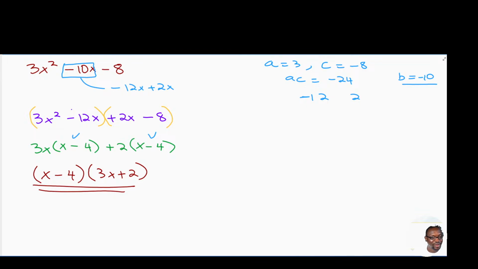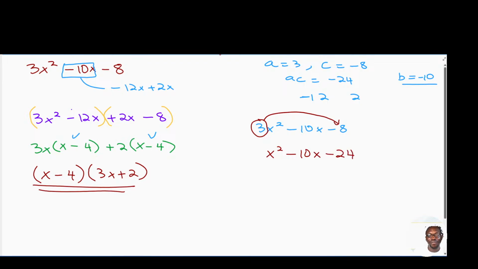So let me show you the method. It is 3x squared minus 10x minus 8. So the first thing we try to do is, most people find it really easy to factor quadratic expressions where the coefficient of x squared is 1. So what we're going to do here is take this 3 over here and multiply it by negative 8. And so we're going to end up with x squared minus 10x minus 24. So now this is in a form that most students love to factor.